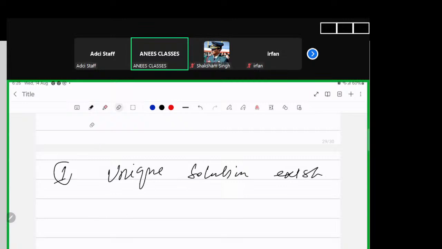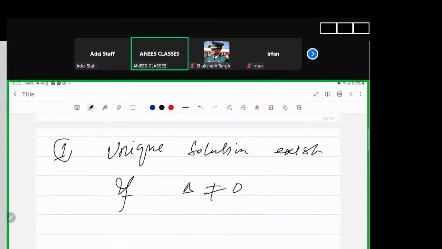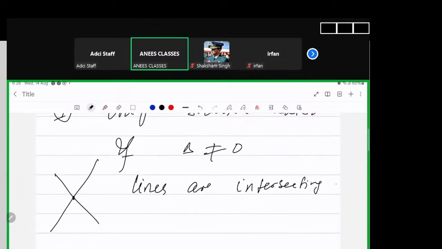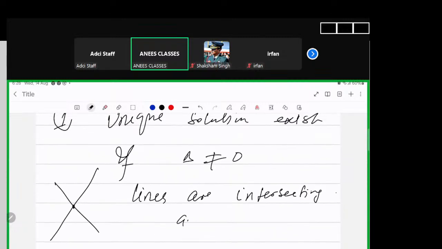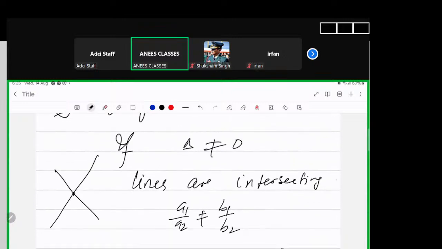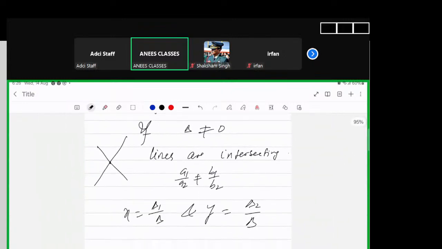If delta not equal to 0, lines are intersecting, that means you will get a1 by a2 not equal b1 by b2, and here x will be delta 1 upon delta and y will be delta 2 upon delta. Understood? Right? This is the case of unique solution.